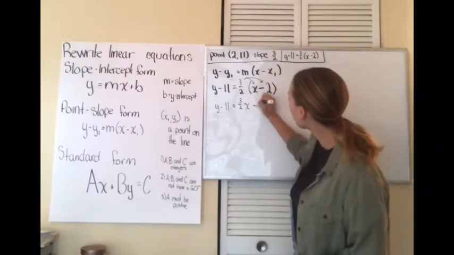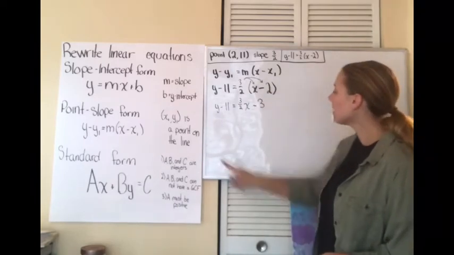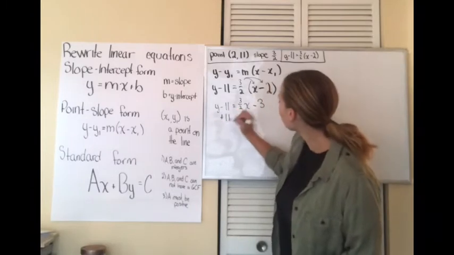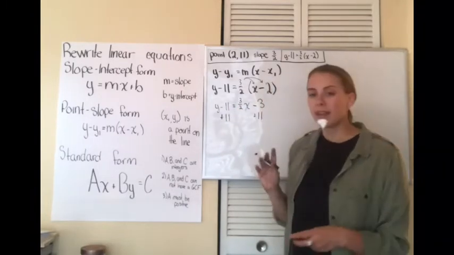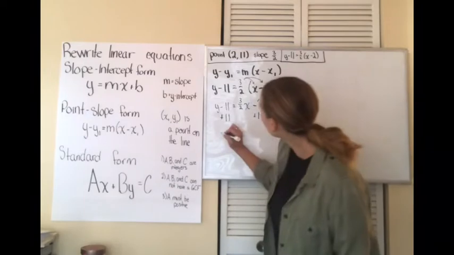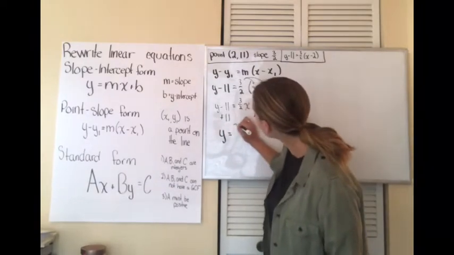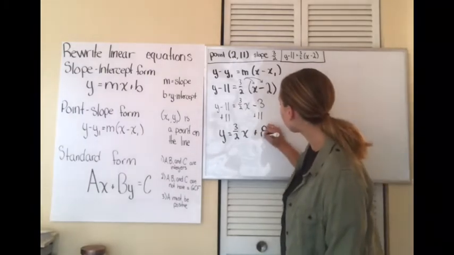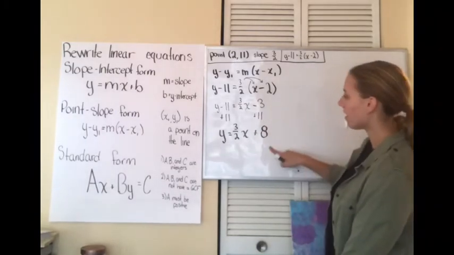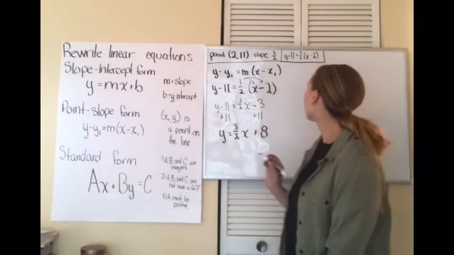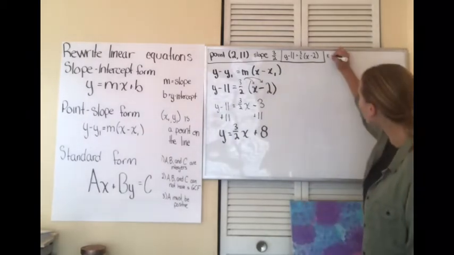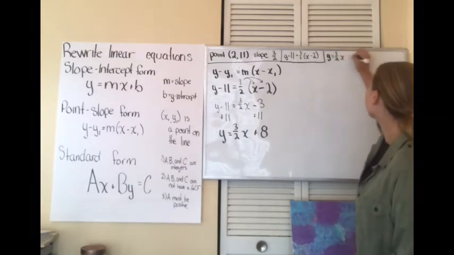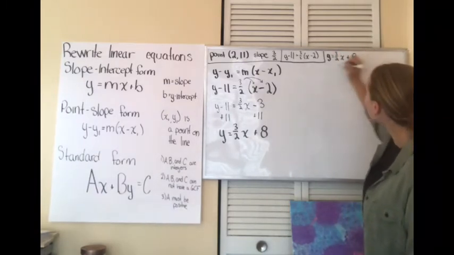3/2x minus 3. Now if I want this y by itself, I'm going to add 11 to both sides, because that is my inverse operation. So I end up with y equals 3/2x plus 8. And that right there is my slope-intercept form. So my slope-intercept form is y equals 3/2x plus 8.